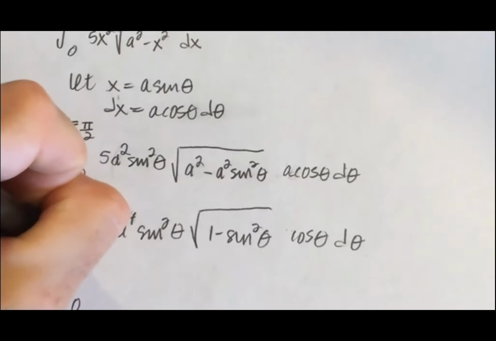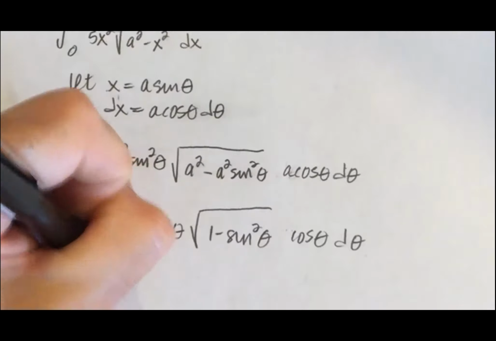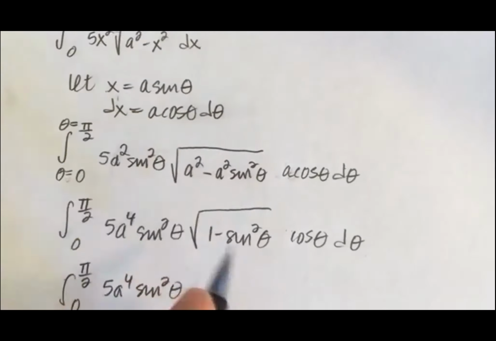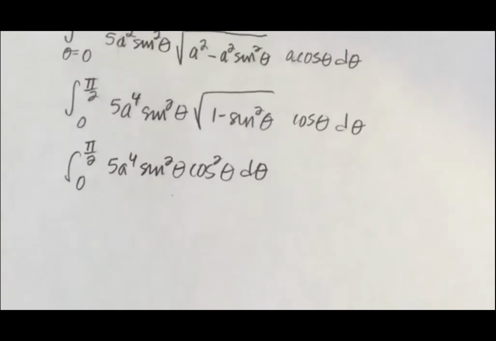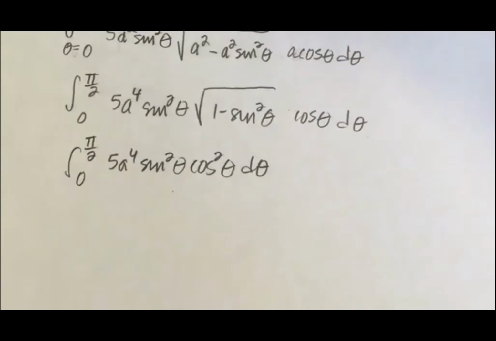So I've got 0 to pi over 2, 5a to the fourth, sine squared. There's a cosine here. There's a cosine here. So I got cosine squared. And guess what? The 5a to the fourth can come out in front, and the rest of it is a section 7-2 problem now. So how do you do those kind? You try to keep one, but they're both even, right? So you're going to have to use the half angle formula. And because it's a fourth power, you're going to have to use it twice. So let me get you started.